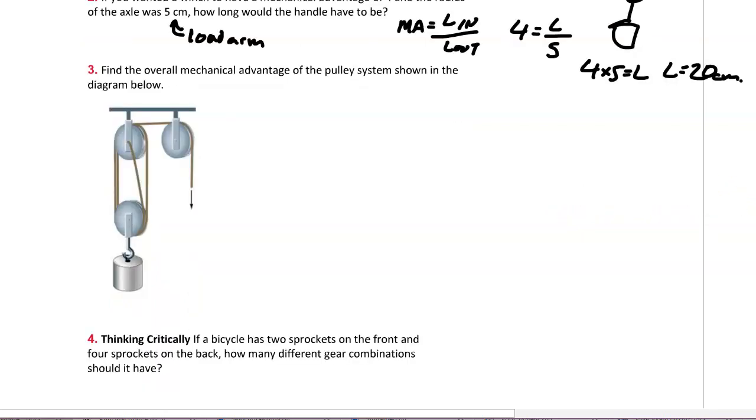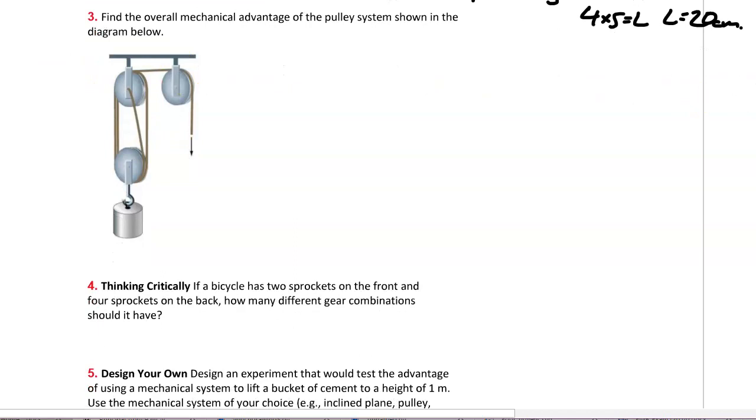Taking a look at the third question, mechanical advantage of this pulley system, you see 1, 2, 3, 4 ropes that are lifting, and therefore this will have a mechanical advantage of 4.